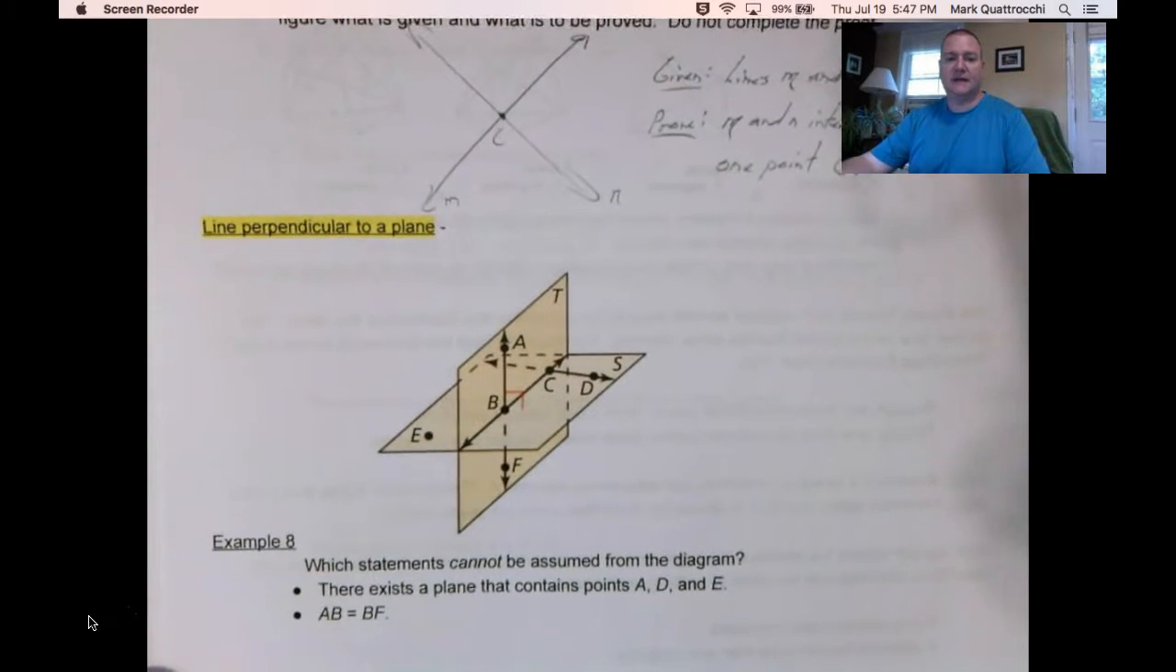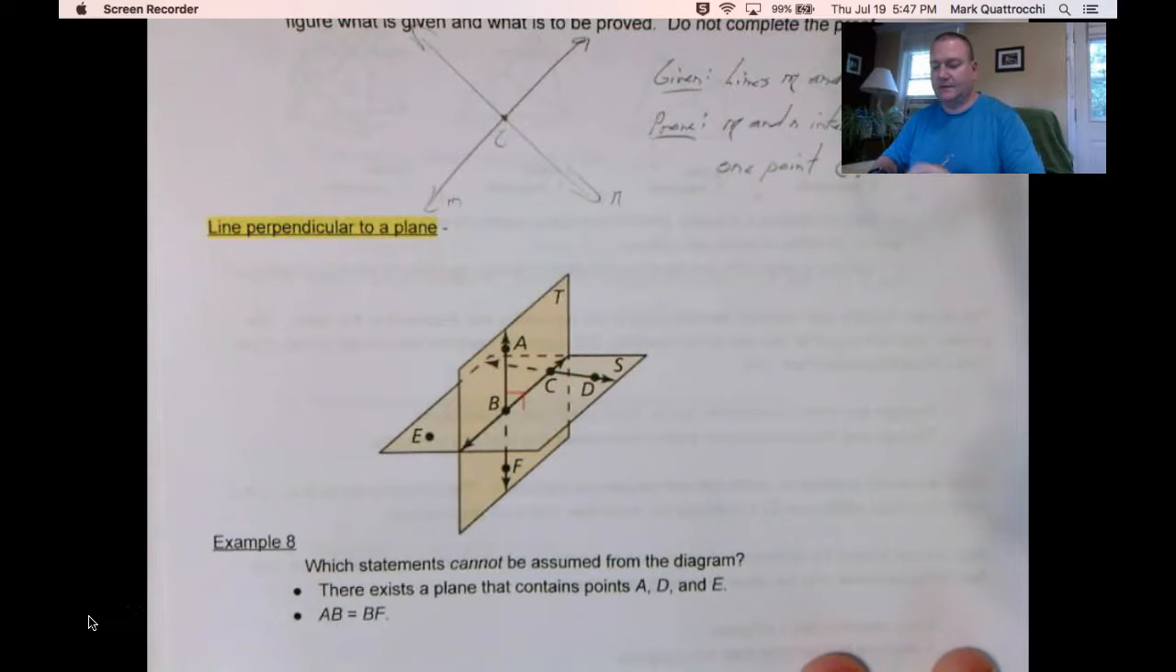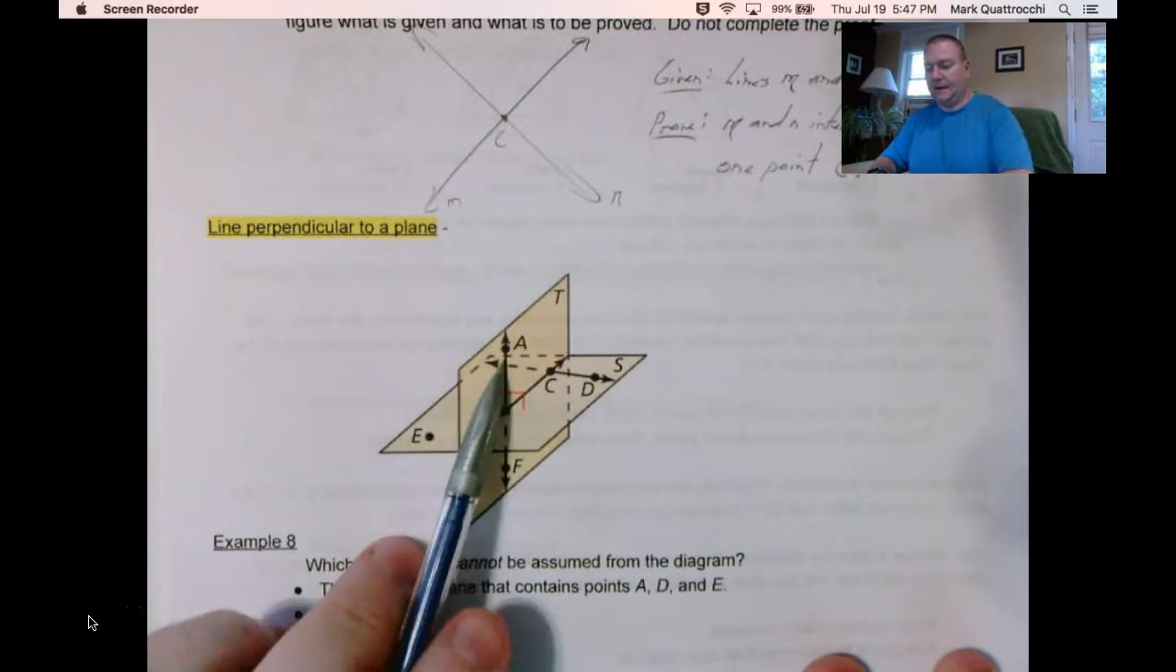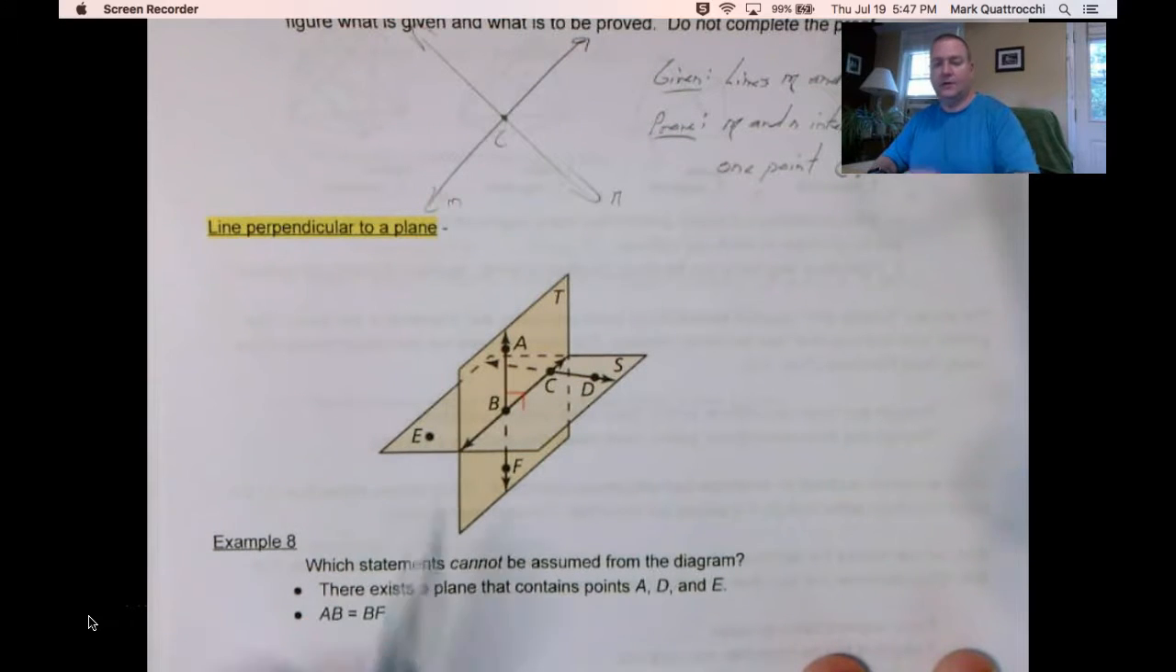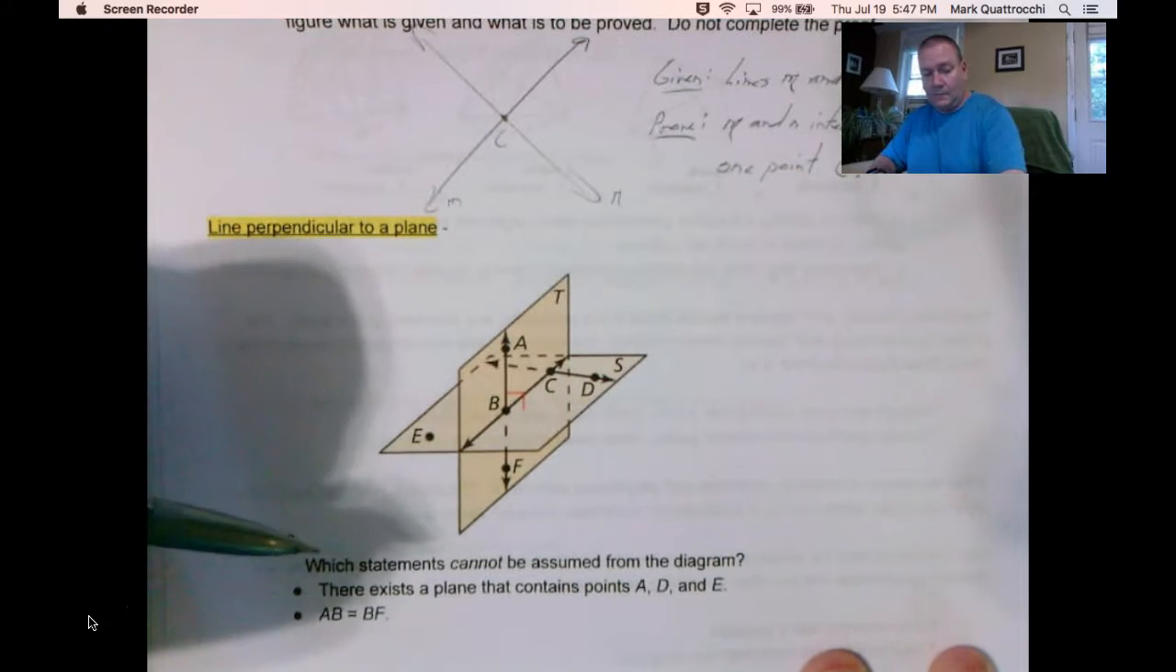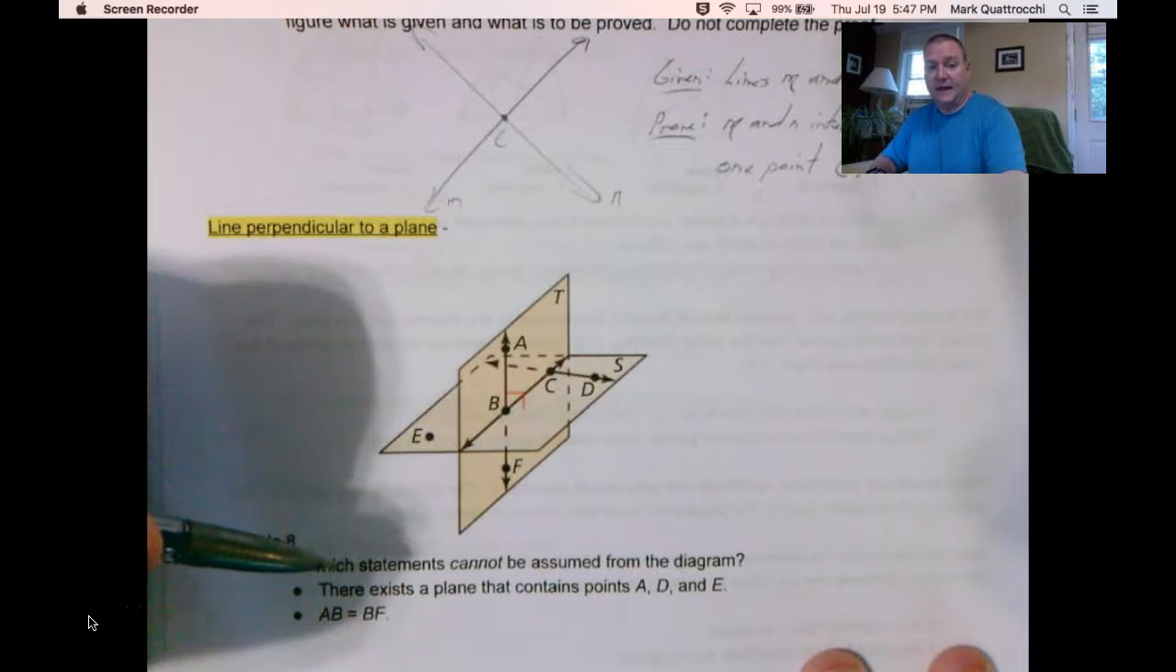Example 8. Which statements cannot be assumed from the diagram? So we have this diagram up above here. There exists a plane that contains points A, D, and E. Well, A, D, and E are three non-collinear points. So even though it's not drawn in the diagram, there is a plane that contains points A, D, and E. It has to be, because they're three non-collinear points, and the three-point postulate guarantees that they have to be contained in a plane.